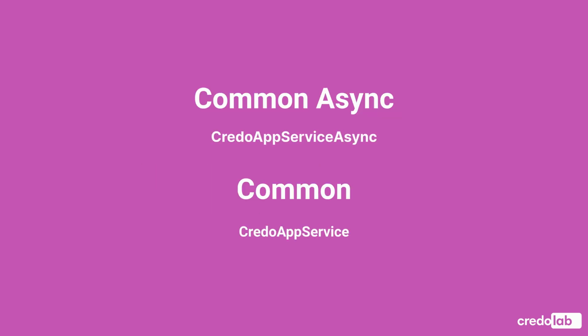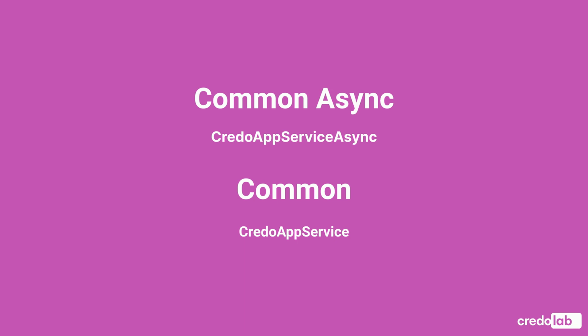The Web SDK contains two services corresponding to common async and common flows. The first, Credo App Service Async, is recommended and is designed to continuously upload collected user behavior data once tracking is initiated. This allows tracking to start on a desktop web browser and continue on mobile devices, keeping the behavioral data under the same reference number associated with a user session. In other words, this service is cross-browser.